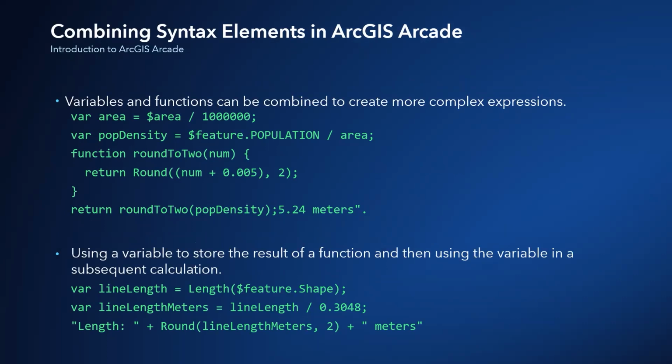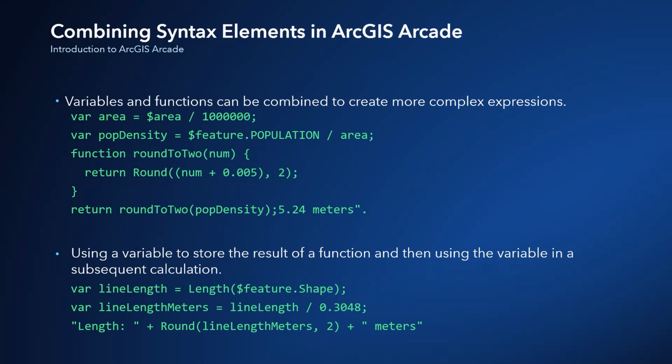So we can combine syntax elements in ArcGIS Arcade. In this first example, we see that we have variables and functions that can be combined to create a more complex expression. First, the script is going to calculate the area of the feature using the area. Area is a special variable in Arcade that returns the area of the current feature in square meters. The script then divides the area by 1,000,000 to convert the area from square meters to square kilometers.